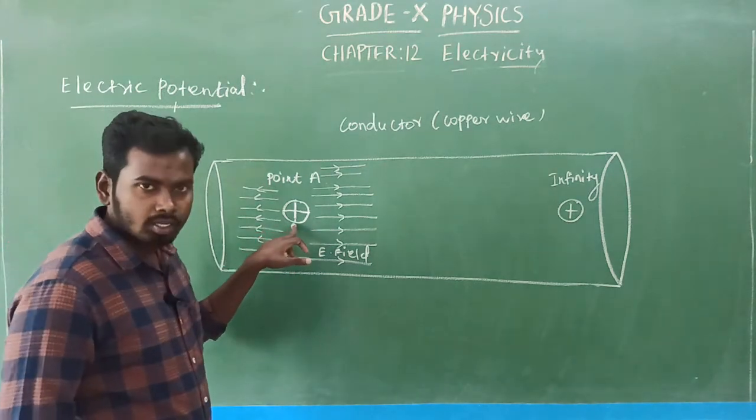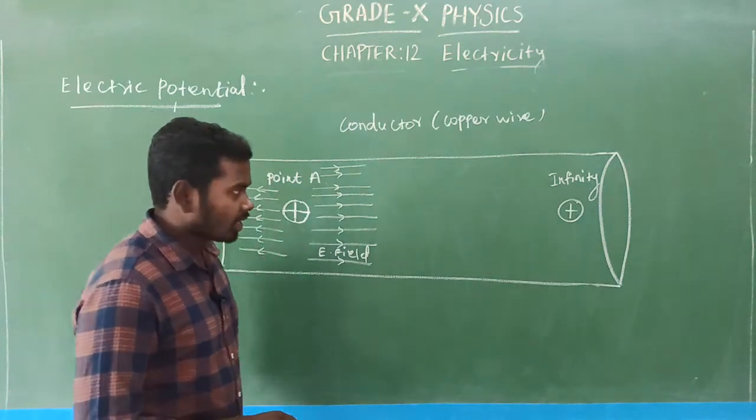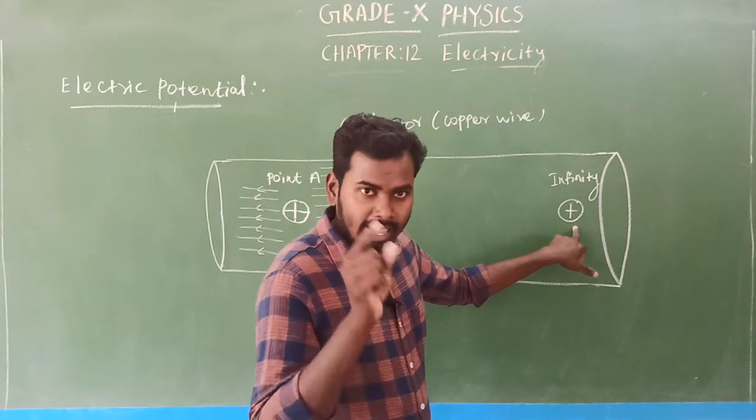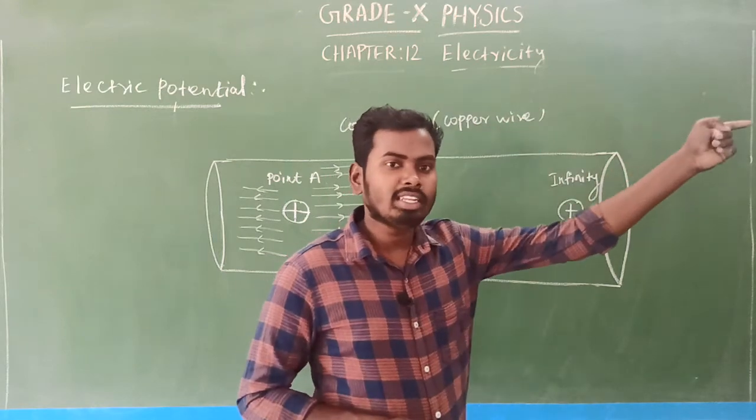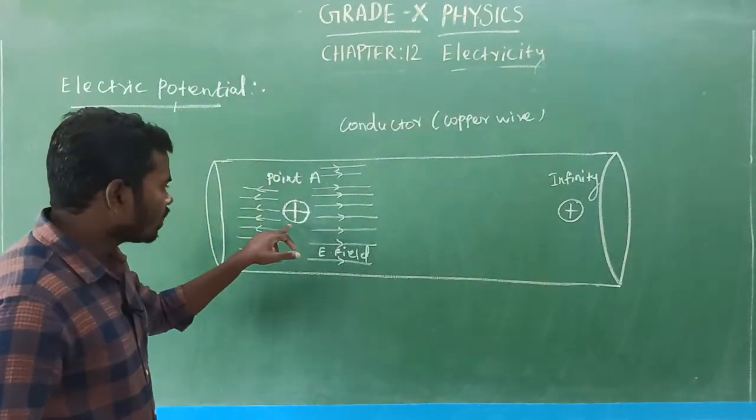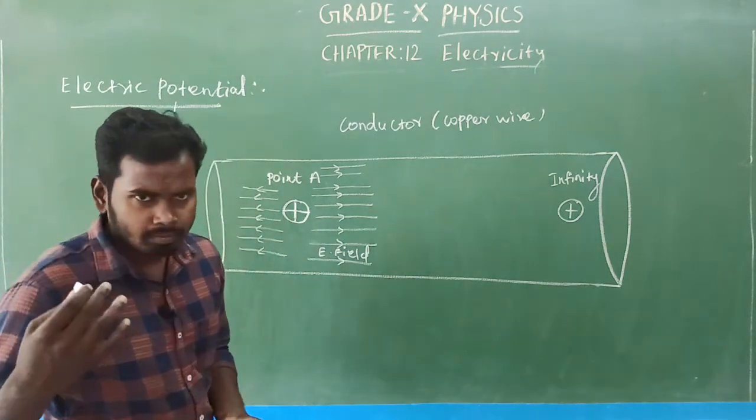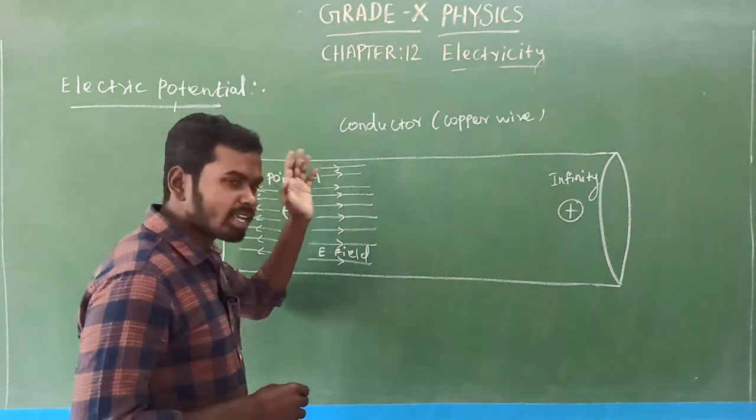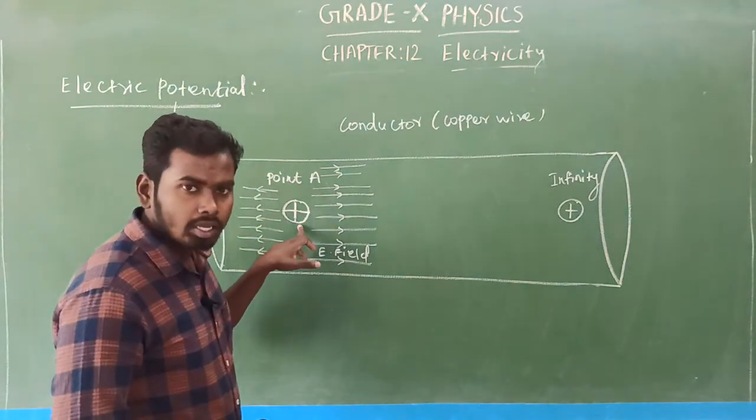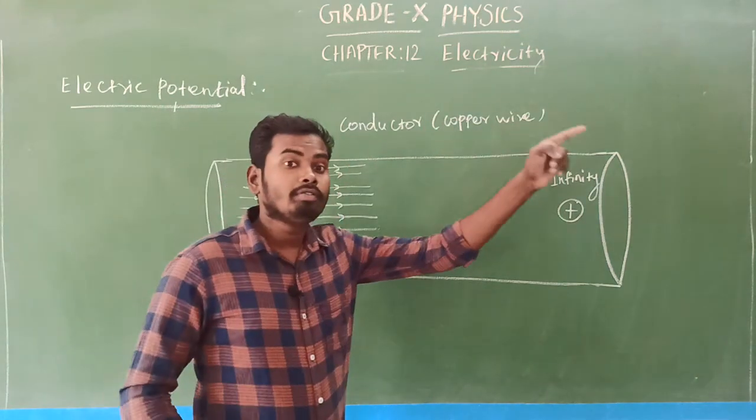Consider a single positive charge placed at point A in a conductor. Consider another same positive charge placed at infinity. Where? At infinity. Is it clear? Yes. So this we already know. Whenever a charge is there, it creates an electric field, it makes an influence. Is it clear? Yes. This charge's influence, which means the electric field, will be zero at infinity.